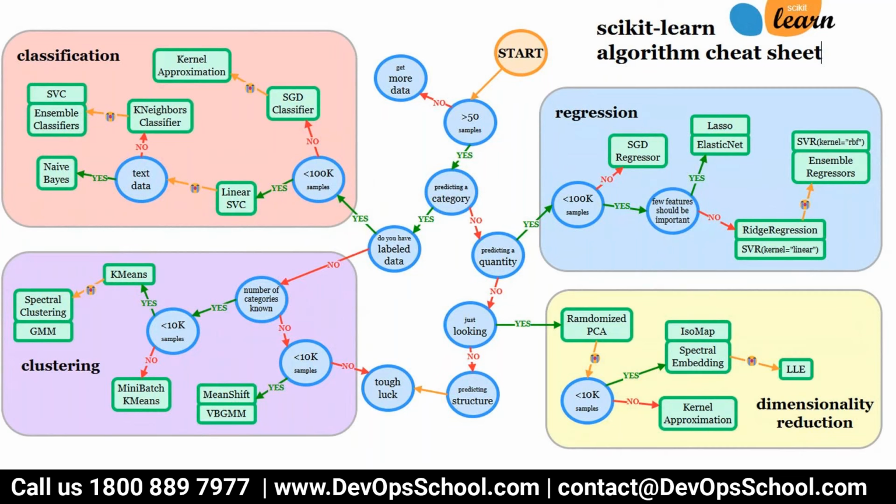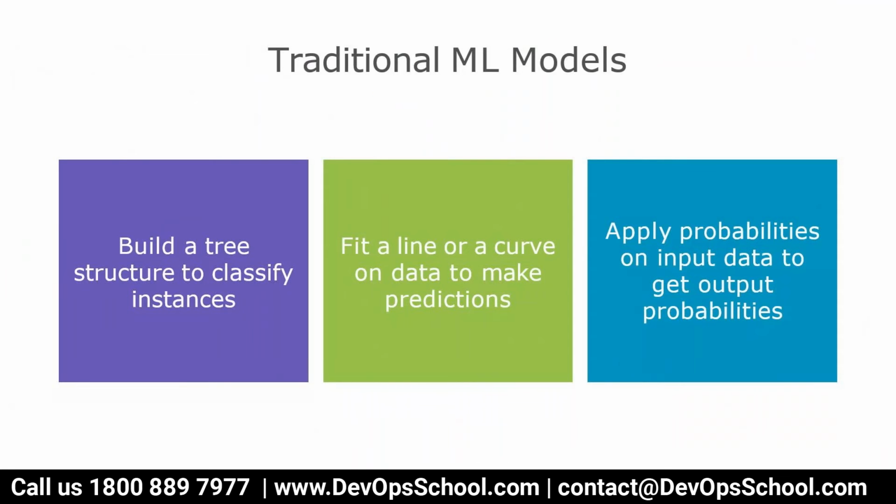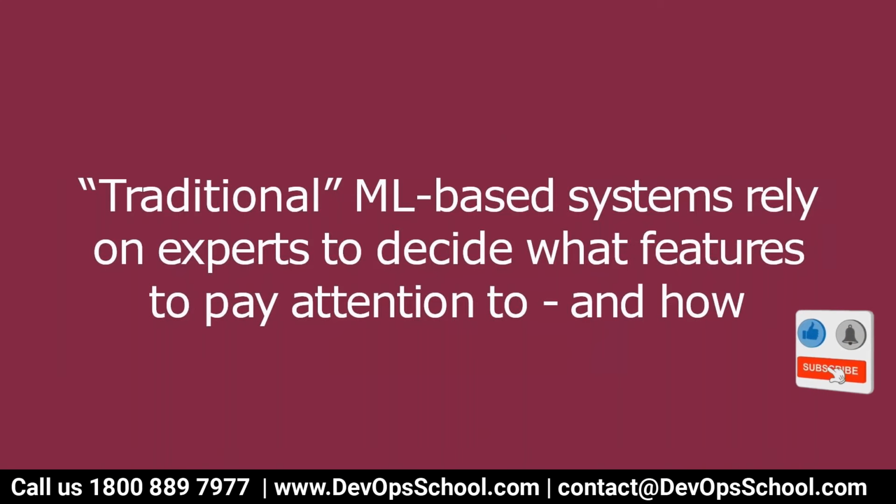Okay, so now you understood the traditional ML models, which build a tree structure to classify instances, fit a line or a curve on data to make predictions, or apply probabilities on the input data to get output probabilities. Now, traditional ML-based systems rely on an expert, which I shared already, to decide what features to pay attention to and what not.